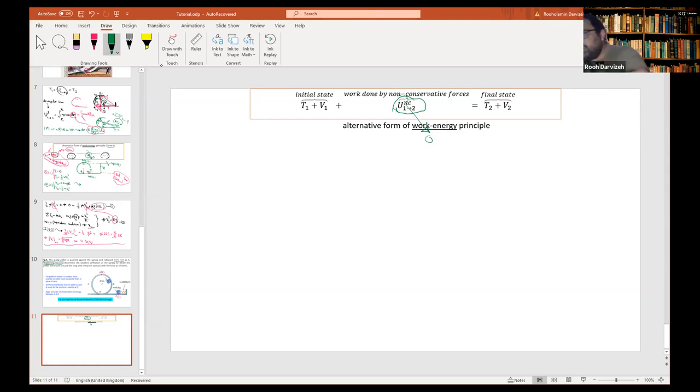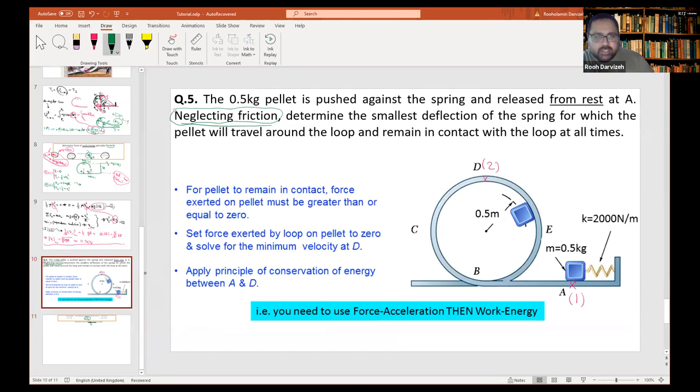Then I look at the problem now. Please help me. The initial state, and the question asks, calculate the minimum deflection for the spring to avoid the separation between the mass and the loop, not just at the top, at all points or at all times.